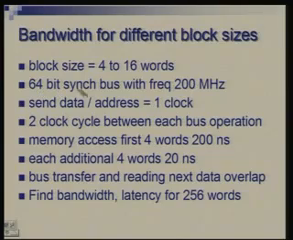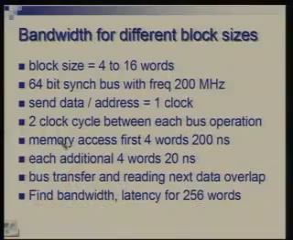It's a 64-bit synchronous bus, frequency is 200 megahertz, and it takes 1 clock to send either data or address, and 2 clocks between each bus operation. So after one transaction, you have to have a rest of 2 clock cycles. This is a protocol which has been defined for this bus. Memory access takes 200 nanoseconds to get the first 4 words, but subsequent words could be faster. Let's say subsequent words come at 20 nanoseconds each. This could be by interleaving or page mode in a DRAM.